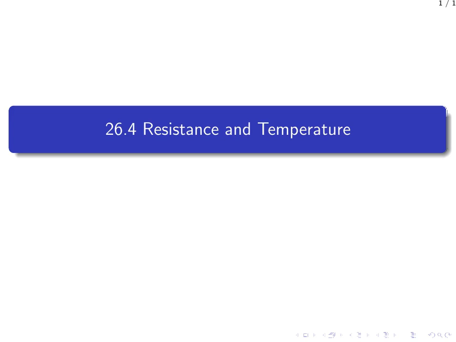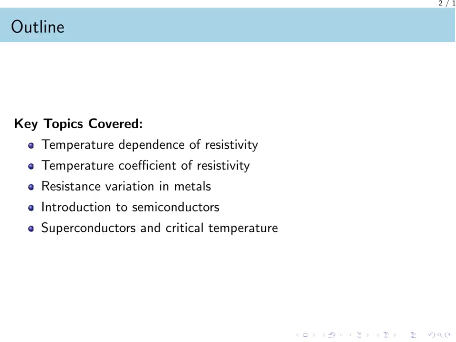26.4 Resistance and Temperature. In this video, we will cover the outline for our discussion on resistance and temperature. First, we will explore the temperature dependence of resistivity and define the temperature coefficient of resistivity. Next, we will look at resistance variation specifically in metals. Following that, we will provide a brief introduction to semiconductors. Finally, we will discuss superconductors and the concept of critical temperature.